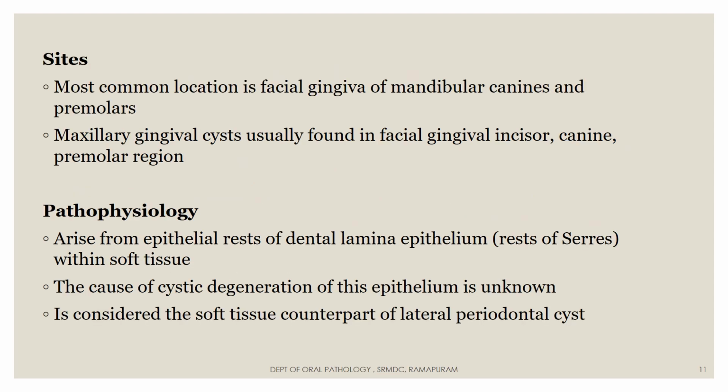The most common site is the facial gingiva of mandibular canines and premolars, and maxillary gingival cysts are usually found in the facial gingiva of the incisor, canine and premolar region. Pathophysiology behind the gingival cyst of adult: they arise from the epithelial rest of dental lamina epithelium, that is cell rest of serous, within the soft tissue. The cause of cystic degeneration of this epithelium is unknown and it is considered the soft tissue counterpart of lateral periodontal cyst.